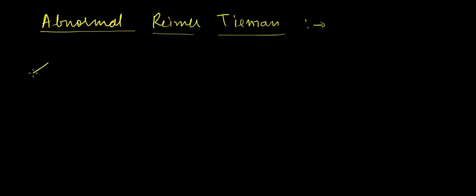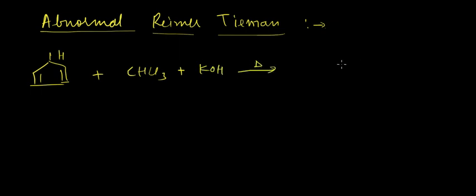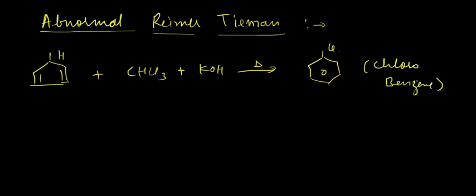Okay, so suppose we have something like this, and we are reacting it with, again, chloroform in the presence of a basic medium. We are heating it, and to our surprise, we see a chlorobenzene as the product. So how does this take place behind the scenes? We'll be talking about that.